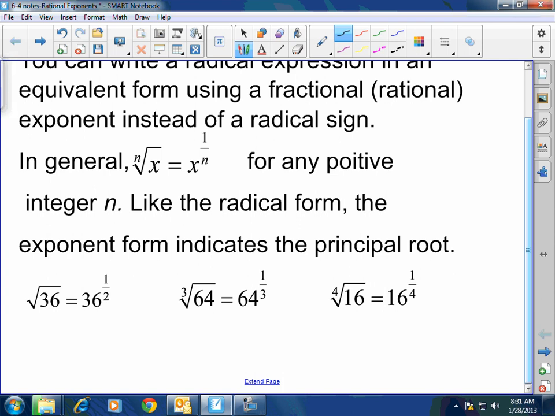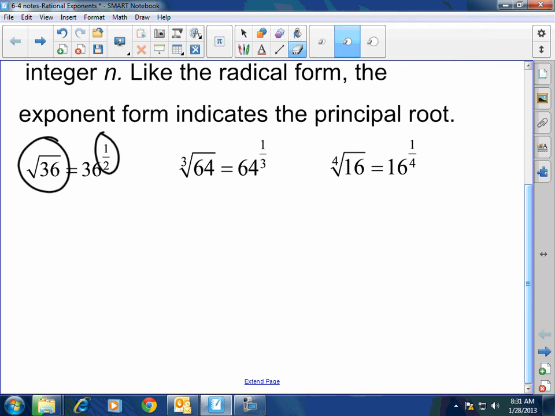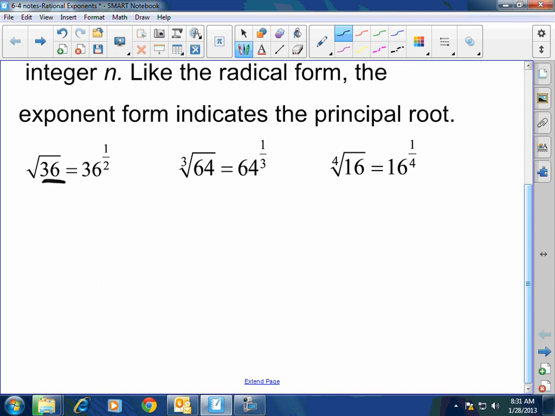Now, I know that all of these answers are pretty easy, they're perfect squares, but I just want you in this particular case to go through the motion of writing a radical as a rational exponent. So we're going to practice radical to rational exponent. So I have the square root of 36.